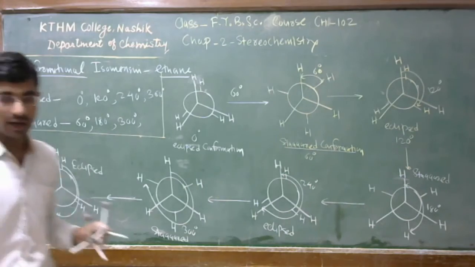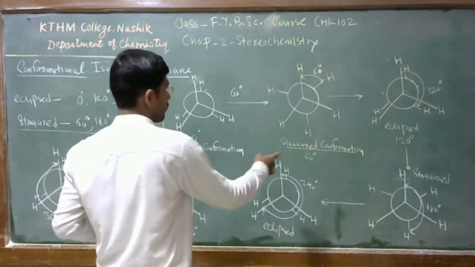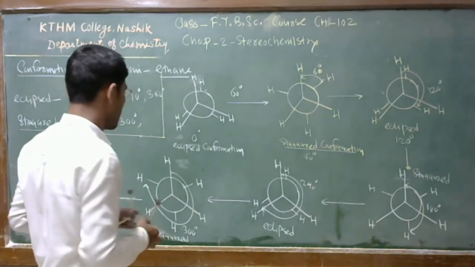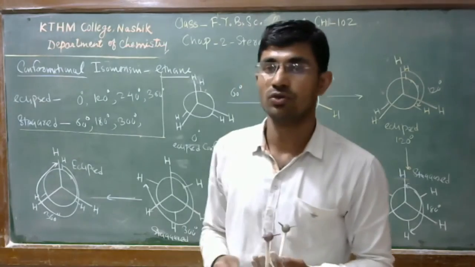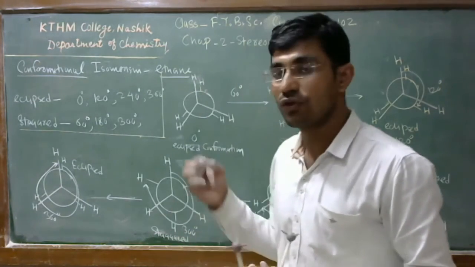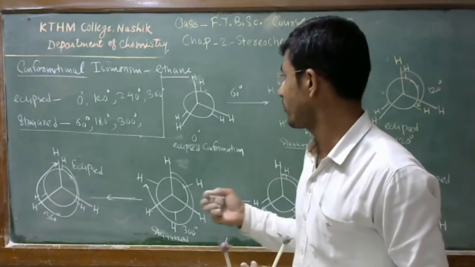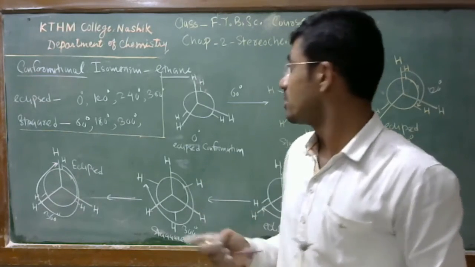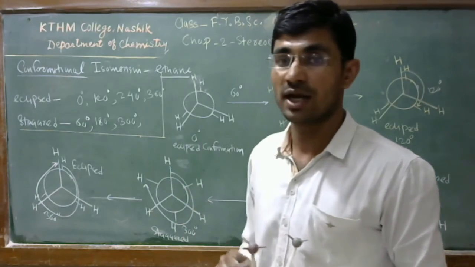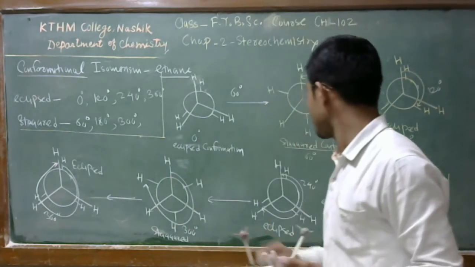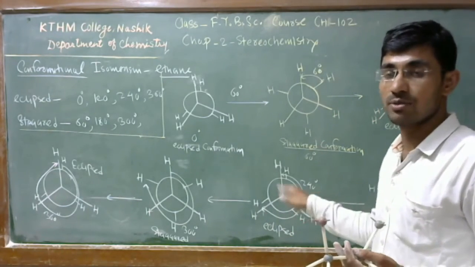So from this we can conclude that for angle 0, then 120, 240 and 360, for those angles we can observe eclipse conformation, and staggered conformation for 60 angle, 180 and 300. For those angles we can observe the staggered conformation. So in this way we can show the conformational isomerism in ethane molecule.